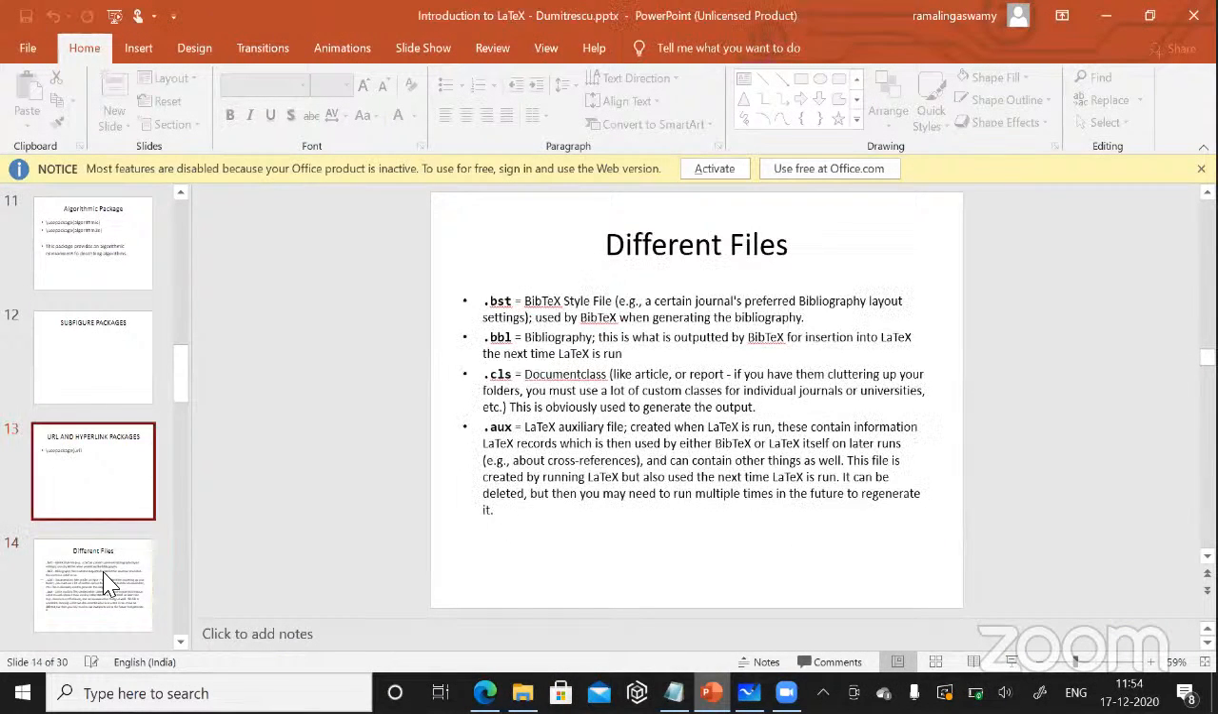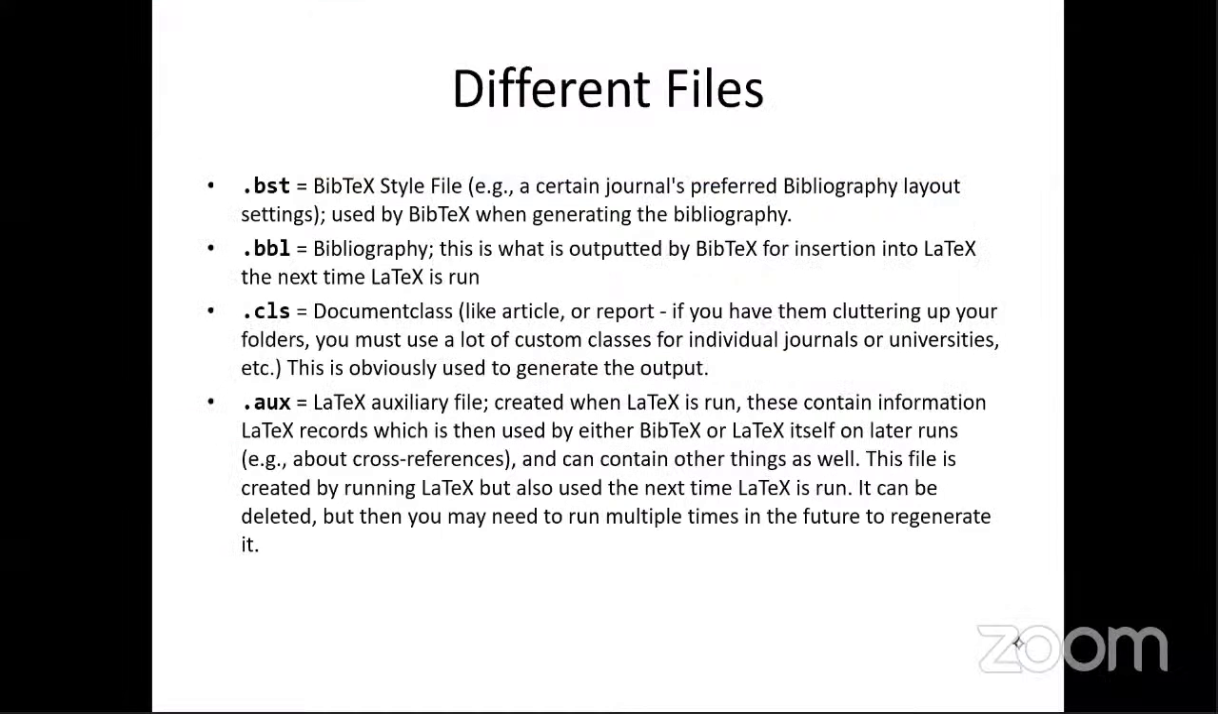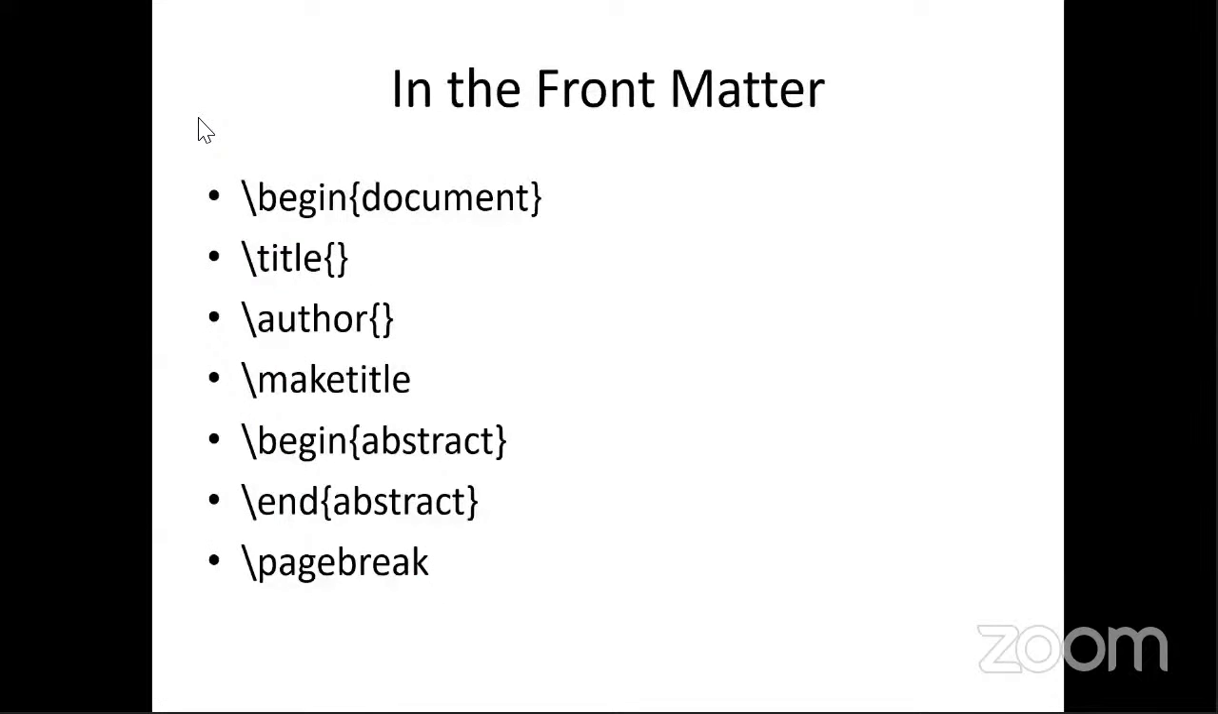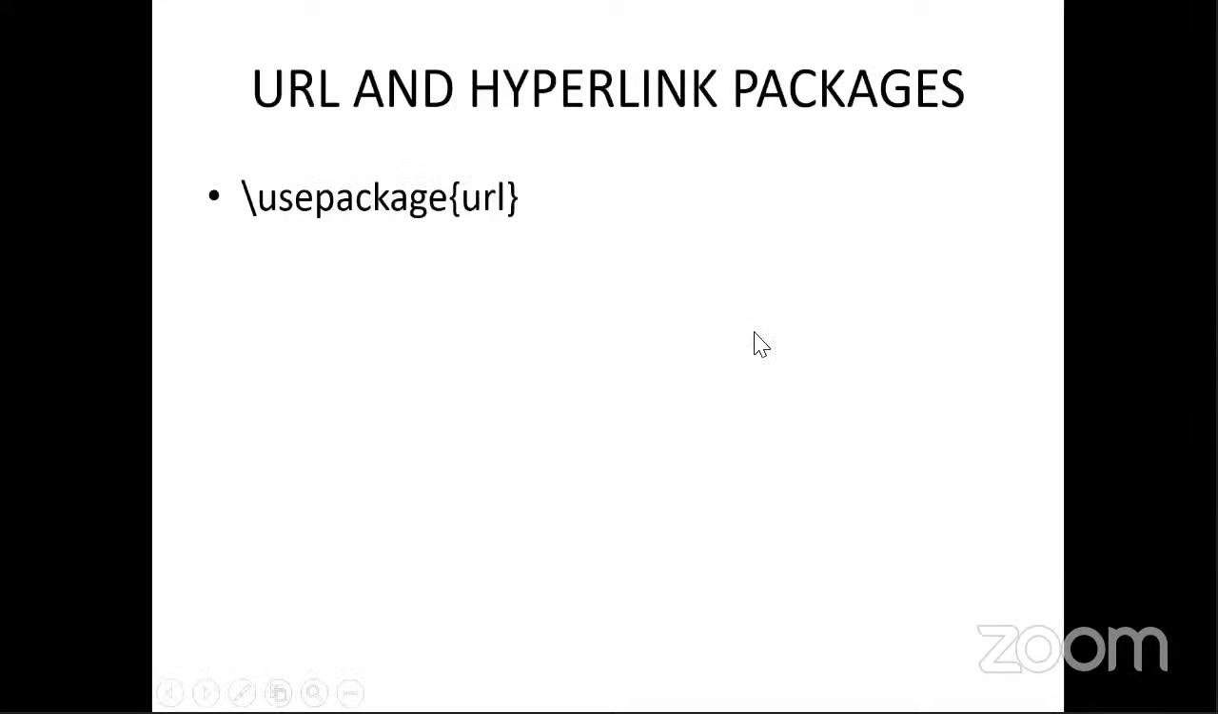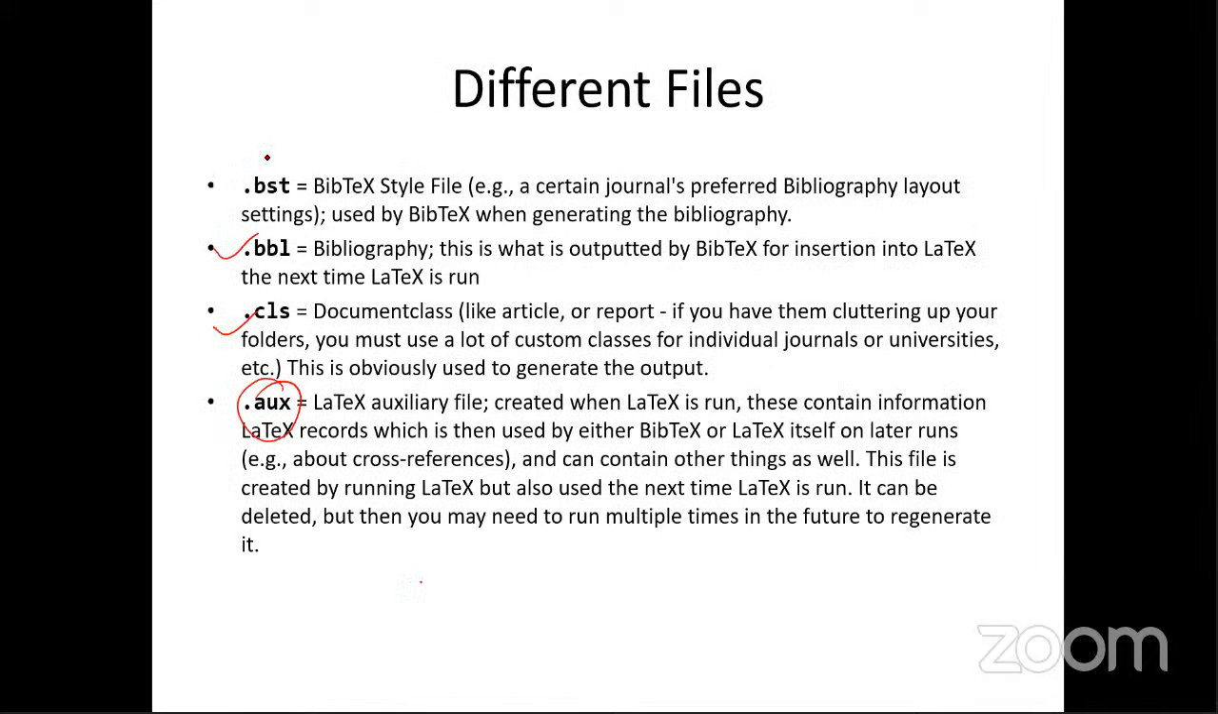Some more files I want to discuss. So far we have seen the .cls file and the .bbl file, and the auxiliary file we'll talk about. There is another important file type called the .bst file. So what is this .bst file? This .bst file is the bibliography style file.